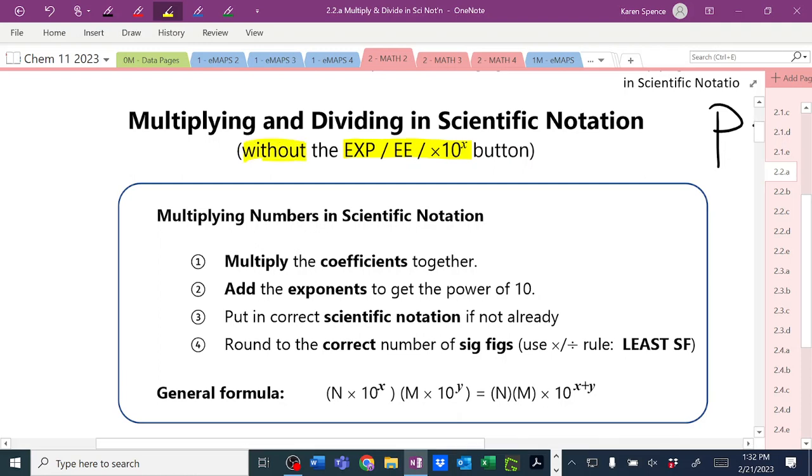Right now we're going to do it without that button, because sometimes you might not have a calculator that has that lovely little button on it. Sometimes you might be borrowing a calculator and it's just one of those crummy little ones that you get from elementary school or whatever, right? That just has times and divide by, okay?